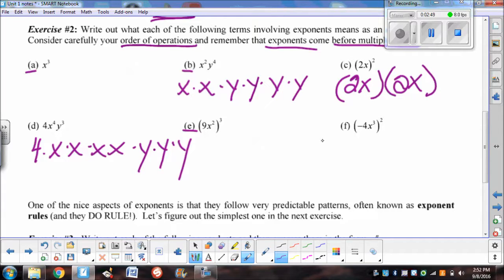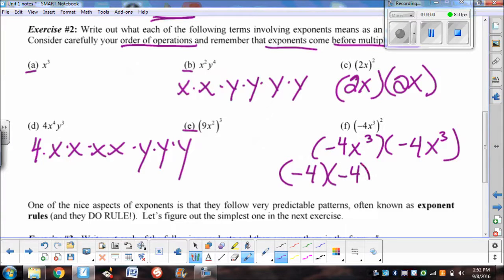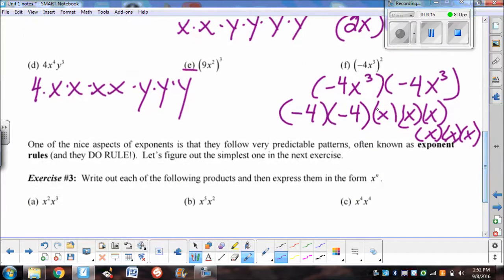So this is all in parentheses. So this means negative 4x to the 3rd 2 times, but then we could expand that out even further and sort of organize it a little bit differently. So I'm going to put the negative 4's there, and then this is x to the 3rd, so this means x 3 times, my parentheses got a little messy there, and another x 3 times. So I just organized it a little bit differently. I just used the commutative property there to rewrite that.